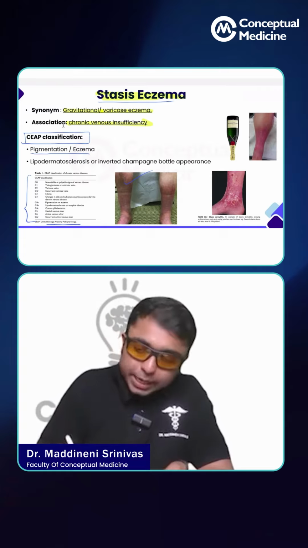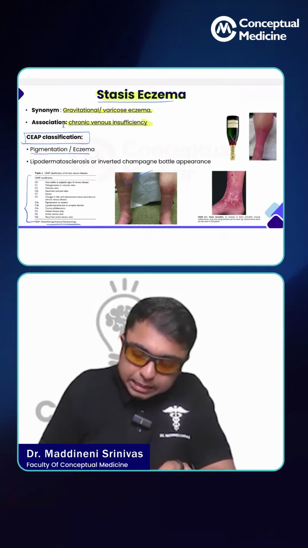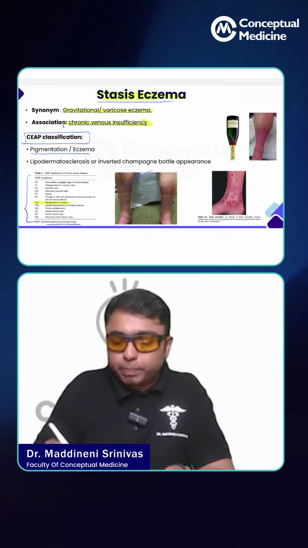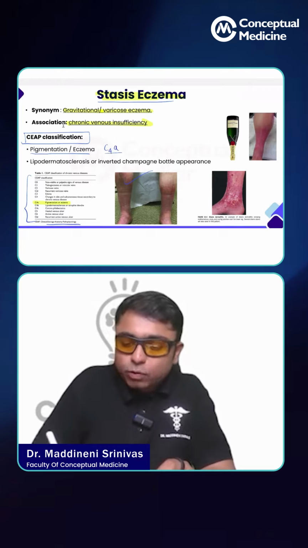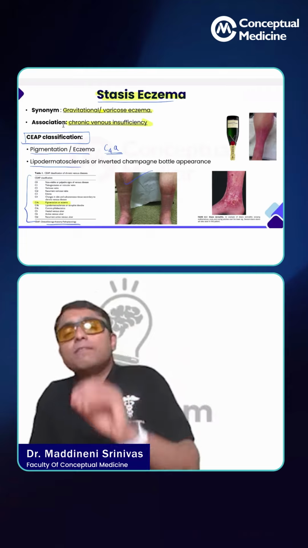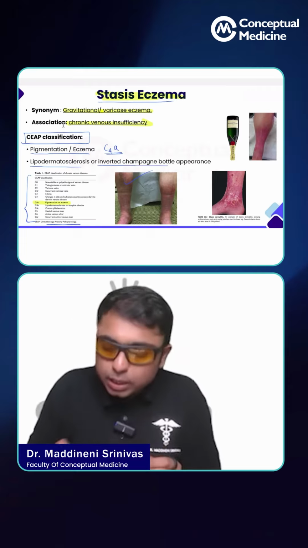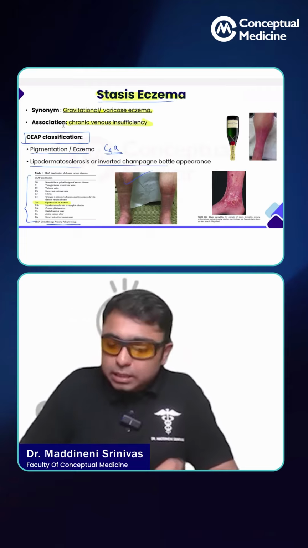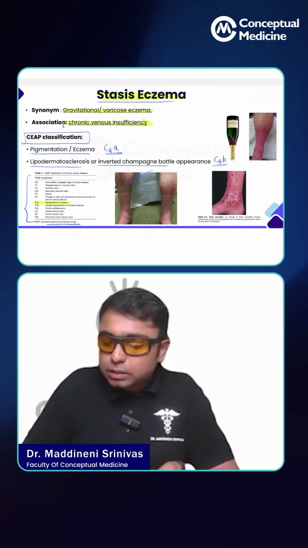So simply from a dermatological standpoint, if the patient is having pigmentation and eczema, which category is the patient going to fall into? You can see here it is C4A. And if there is lipodermatosclerosis or the inverted champagne bottle appearance, then what is that? It is C4B.